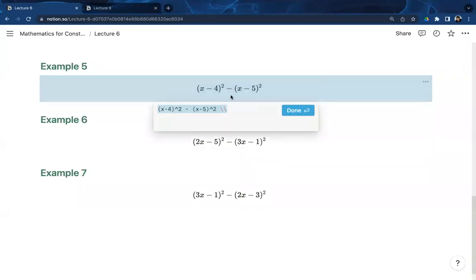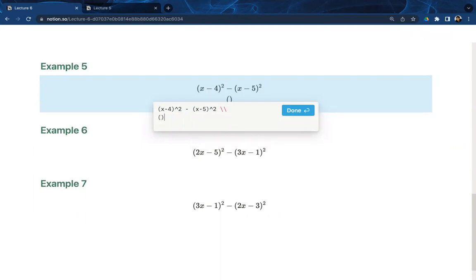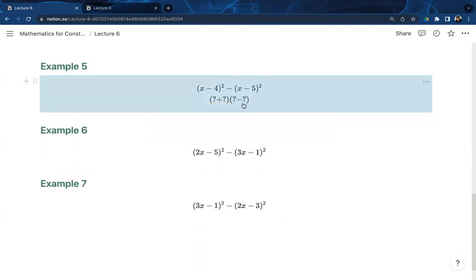So how would you do this? I know this is the difference of 2 squares. So the difference of 2 squares is the product of 2 brackets. I will have a plus sign here and I'll have a minus sign here. I have something plus something and I have something minus something. Okay, that's the format of my answer.